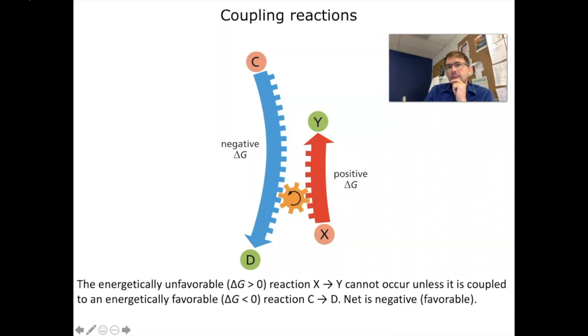So you can take some sort of a reaction that's unfavorable, so it has a positive delta G. Maybe this is the building of a protein or something like that, increasing order. And you can couple it to something that's negative. And if the negative reaction, the negative delta G, is larger, you can add these up, right? So that now the net is favorable.